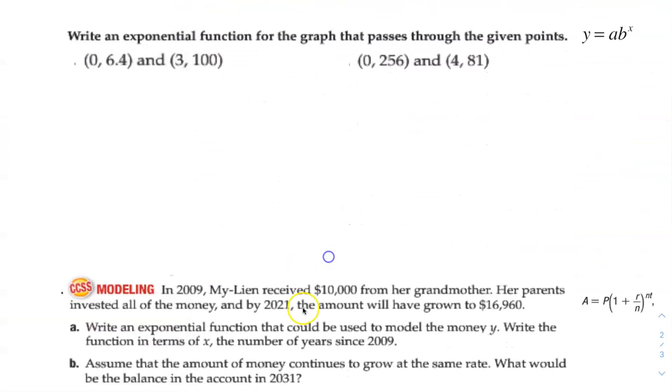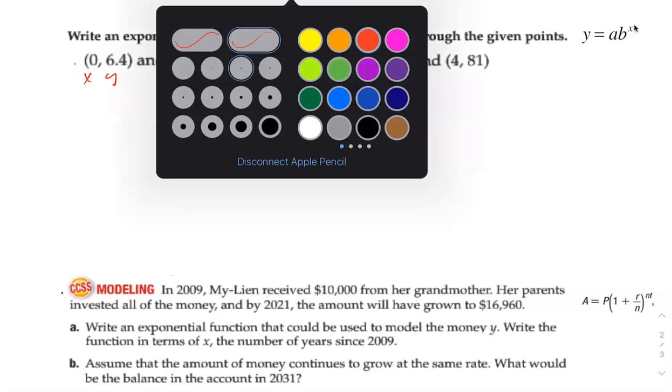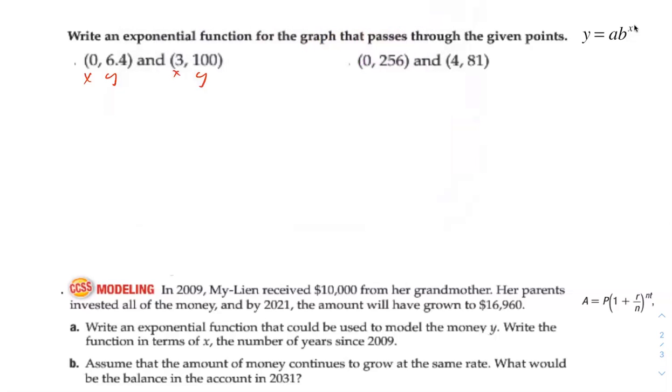Next problem. Write an exponential function for the graph that passes through the given points (0, 6.4) and (3, 100). So we have this equation. The key thing here is to keep in mind these are x and y values. So we want to write an equation for each point, using y equals a times b to the x. Let's do it here first.